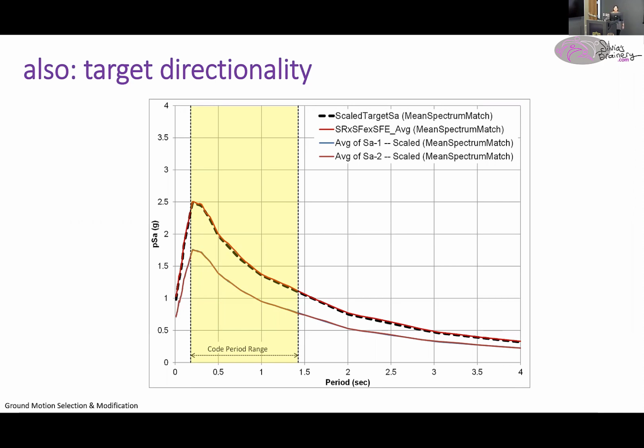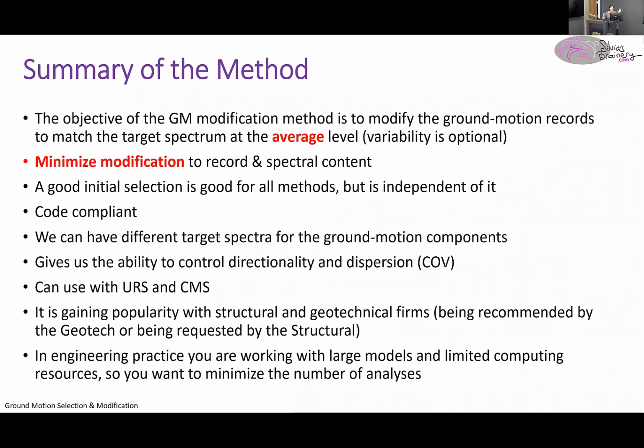But maybe if you're doing specific projects, the point of it is you can get your hands in and just set different target spectra for your records. And that was just the concept, oh yeah, you can do that, was really the game changer. Everything else is just math. And so in summary, the method is really just looking at the average level. You're minimizing modification.